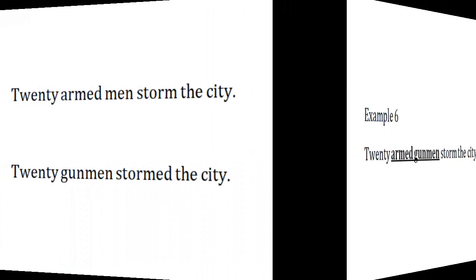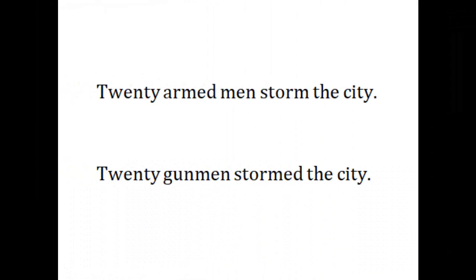Example 6. 20 armed gunmen stormed the city. The problem here is armed and gunmen. To be armed means to be carrying a gun, which is the same as a gunman, so the use of armed gunmen is tautology. Rather say, 20 armed men stormed the city, or 20 gunmen stormed the city.